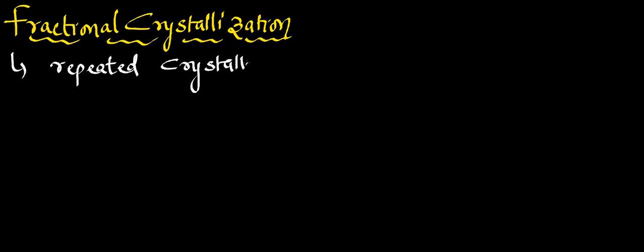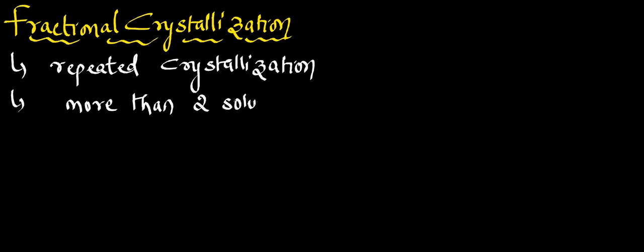In fractional crystallization, what we are going to do is repeat the crystallization process. So this involves repeated crystallization. And here we have more than 2 solutes. In simple crystallization, we have one solute, one impurity and one solvent, but here we have more than 2 solutes. And these 2 solutes have to be separated from the impurities. We have to make these 2 solutes free from the impurities.